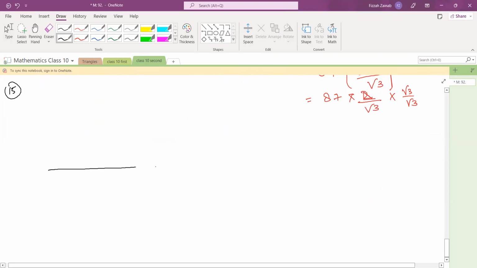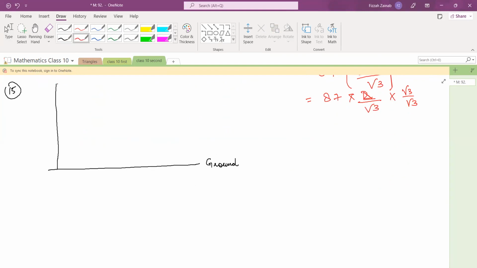Mark your ground first of all. And it leads to the foot of a tower. So somewhere you have a tower, right? A man standing at the top of the tower. So the observer is basically here. So this is your horizontal level. Understood?